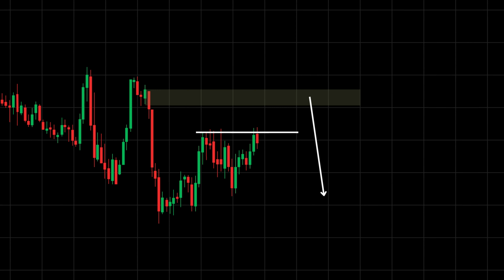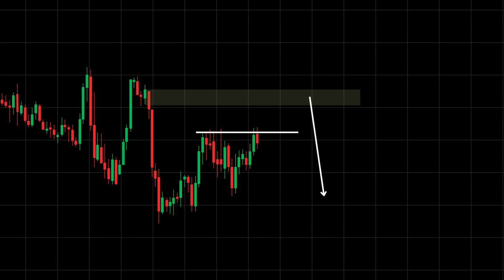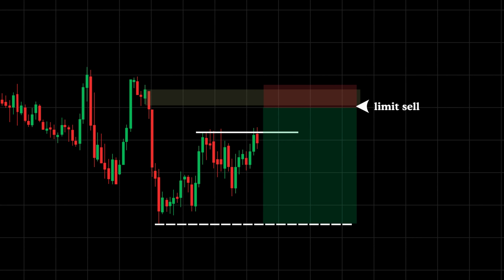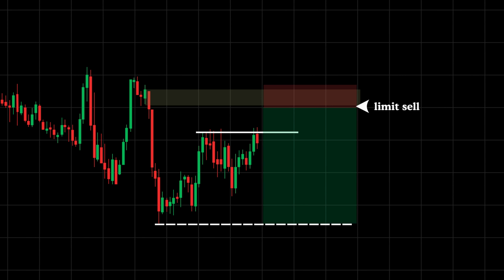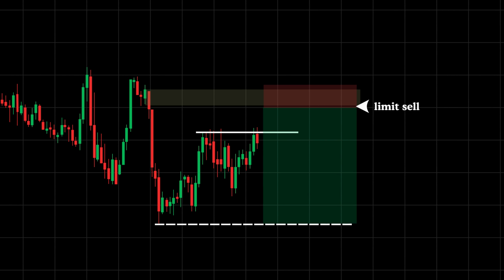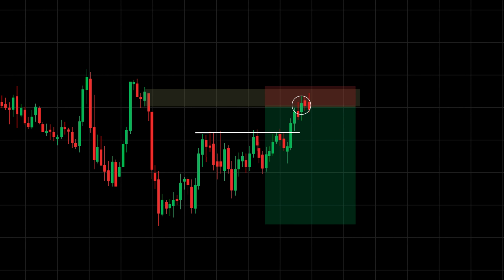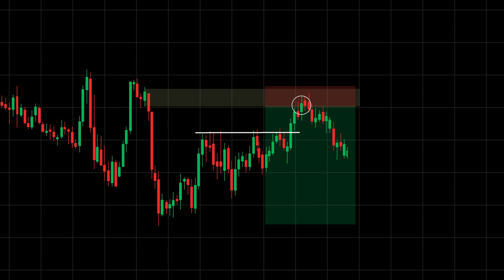To enter, place a limit sell order at the base of the supply zone, put your stop loss slightly above the zone, and set your take profit near the recent lows. Then just let the trade play out. In this scenario, price taps the liquidity level, triggers our entry at the supply zone, and then moves down toward our target.